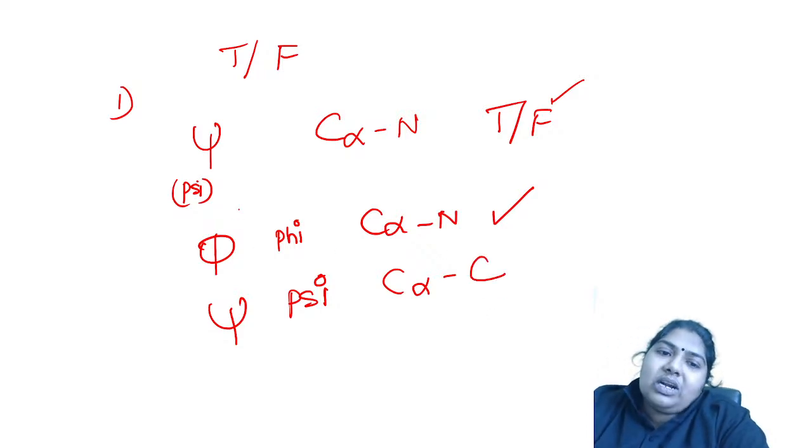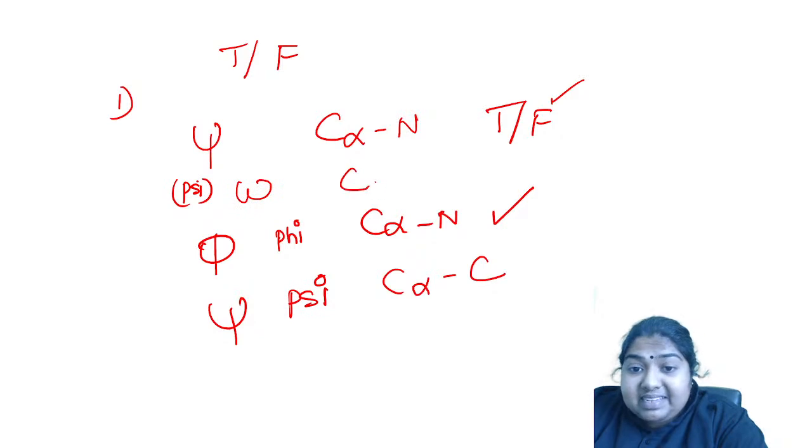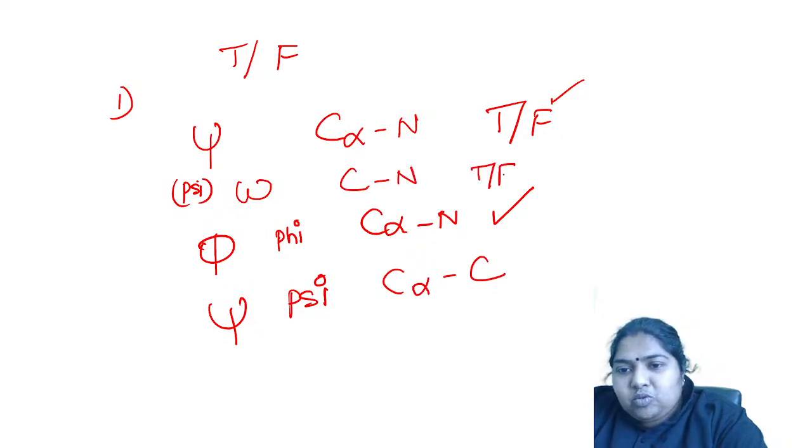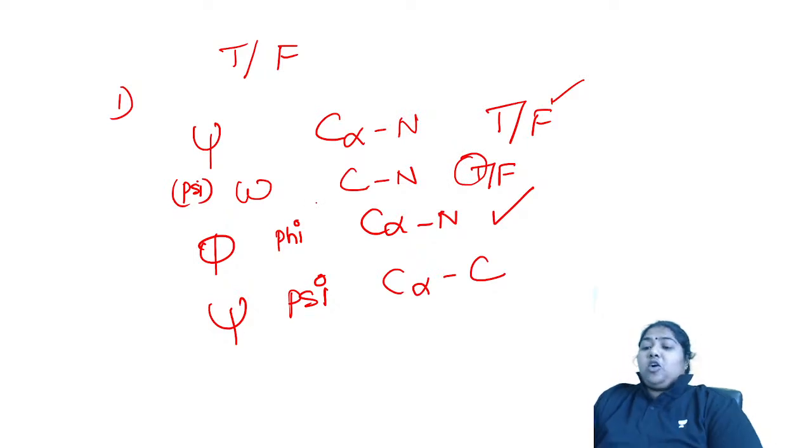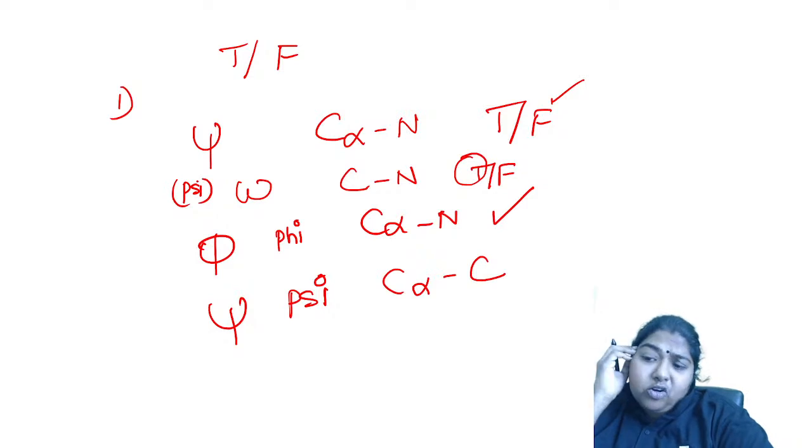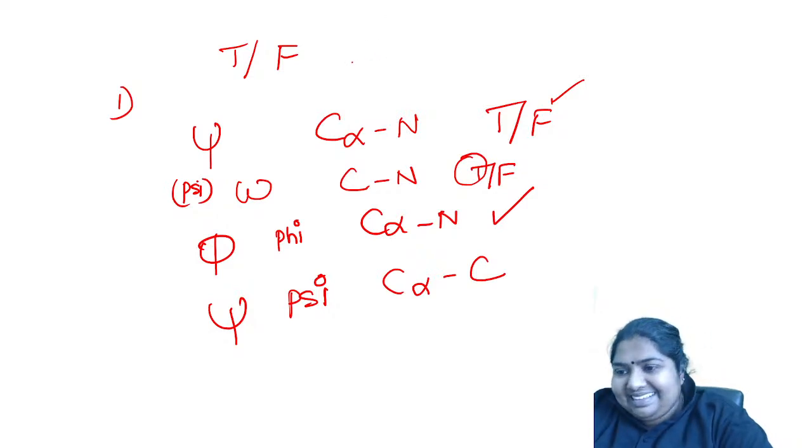Okay, right. And what is going to be your omega bond? It is between C and N. True or false? Omega. It is going to be a true statement. Omega is always formed between the C and the N. Okay, right. Fine. So now you know the different angles between your amino acids. Yes everybody, fantastic. This is a true statement.